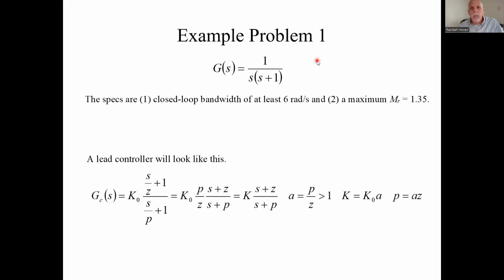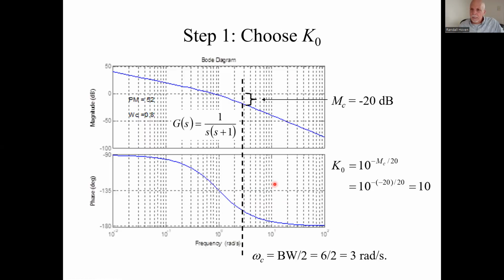So let's repeat example one, but change the spec. Here's the plant. We'll say a closed loop bandwidth of 6 radians per second and a resonant peak of 1.35. That's instead of a steady state error spec and a peak overshoot spec. The controller looks the same. It's a lead controller, with K naught.